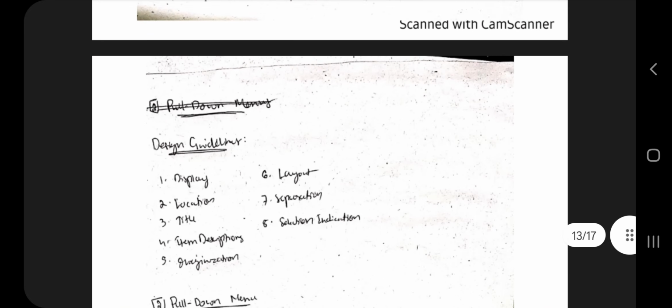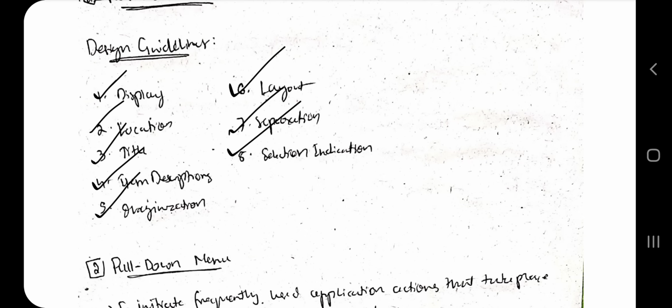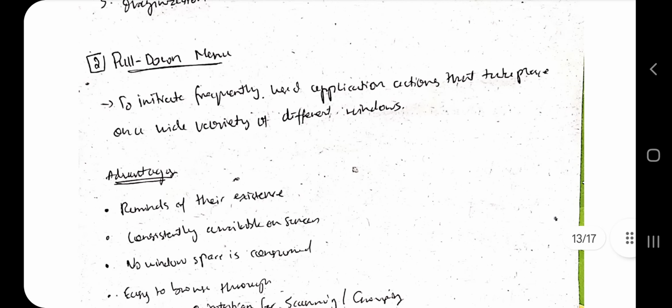In your mind. Next, after that you have to write the design guidelines. Means you have to just imagine the best menu bar: how it should display, where it should be located, what is the title, what is the item description, how is the organization, what is the layout, what is the separation, how should the selection indication look like. All these things you have to write in what? In your own words.